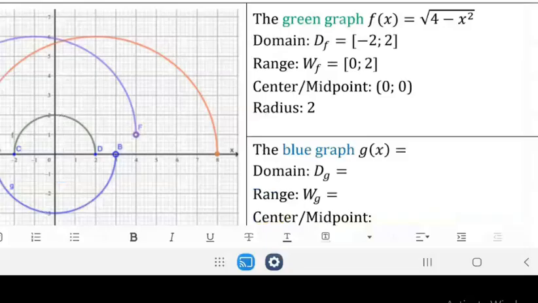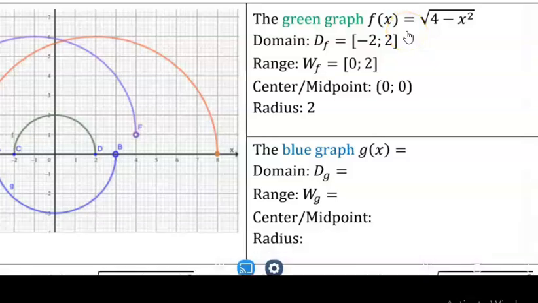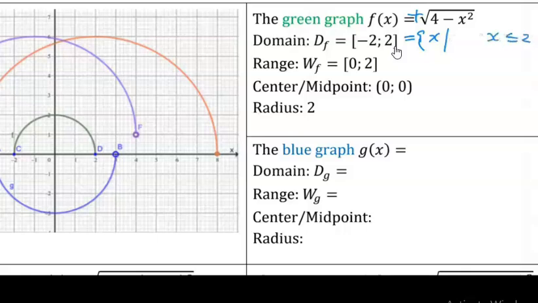For the green graph, f of x equal to the square root of 4 minus x squared, we see this is the standard one with center 0. It's the upper half of a circle. So there we will have a plus. There's nothing written, but there's a plus there, so it's the upper half. And what I want to focus on is this domain with the closed interval from minus 2 to plus 2. We can also write it as the set of all x such that x is less than or equal to 2 and greater than or equal to minus 2. So that's another way to denote the domain.